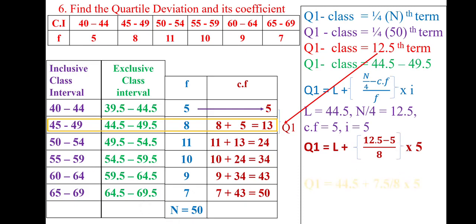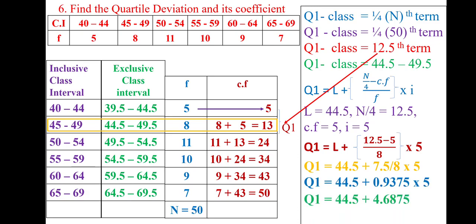The L value is 44.5 plus 7.5 divided by 8, into 5. Simplifying, we get 0.9375 into 5, which is 4.6875. Adding 44.5, we get 49.1875. This is the way we can calculate it in a continuous class interval. 49.1875 is the Q1 of the given class interval.